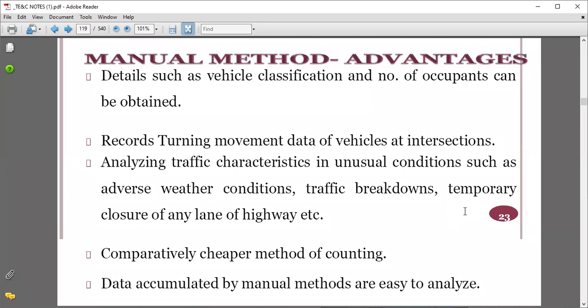Next one is that it is comparatively cheaper. It is a very cheap method because only people are required for counting the vehicles on the road. No instrument is required. And last one is the data accumulated by manual count is easy to analyze. Why? Because whatever the data is there, we can directly interpret it from the tally sheet only. So that is the most important point here about tallying the information.